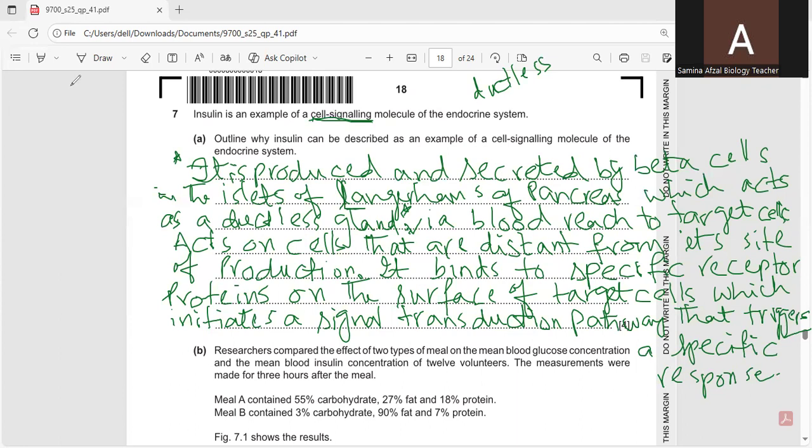So, in this way, insulin acts as a hormone, a chemical messenger which is secreted by the endocrine gland into the blood to regulate activity in distant target cells, which is the definition of endocrine signaling.